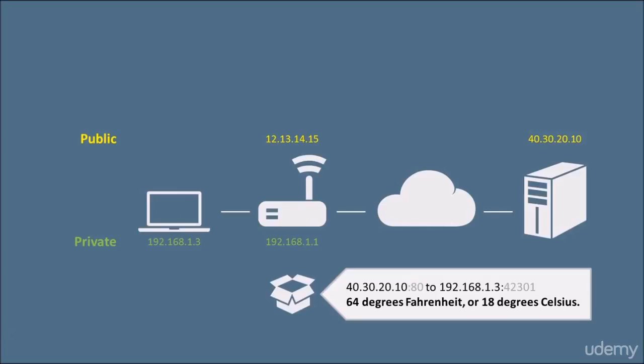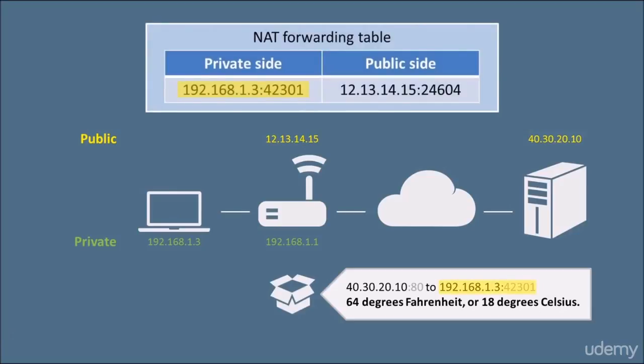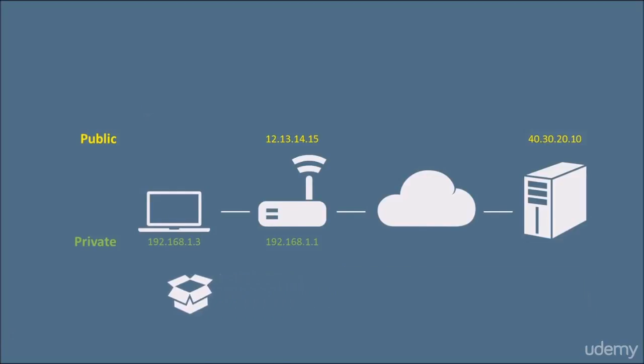But how does it know where to send that packet it just received? The answer is in the NAT forwarding table. We just received that packet on port 24604, and that means, if we look in our NAT forwarding table, that we have to change the IP address on the private side to 192.168.1.3 on that specific port over there in the forwarding table. Jane's laptop receives the packet, and the rest is history.